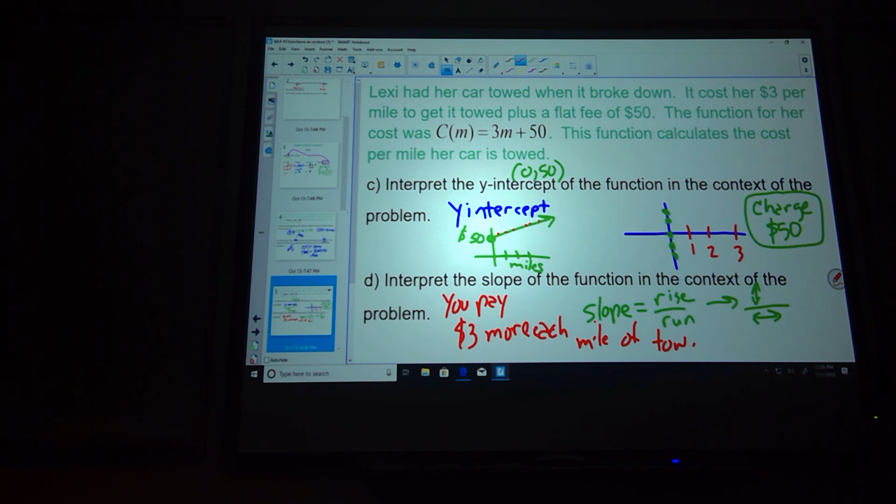Yeah. So if you're going 11 miles and you said, "Hey, how much more does it cost to drive another mile?" $3. How much more is it to drive 2 more miles? $6. How much more for 3 more miles? $9. Keeps going, right? Up, up, up. Feel comfortable? You doing okay on this one?